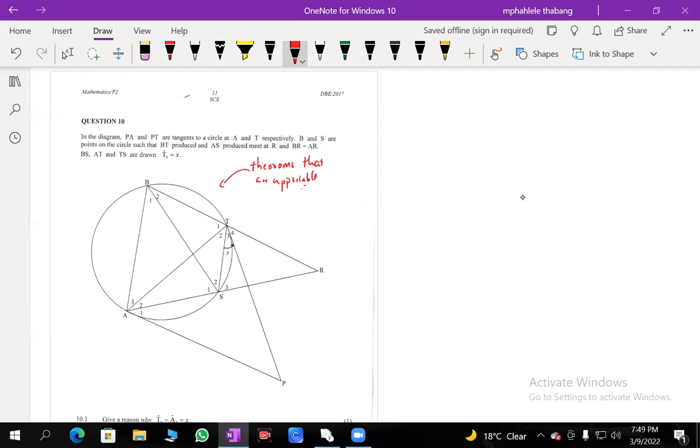You guys, just give me 2 minutes. I just want to fetch water. I need to drink water. I'm coming. Only 2 minutes. Just continue interpreting the diagram. When I come back, you should give me solutions.